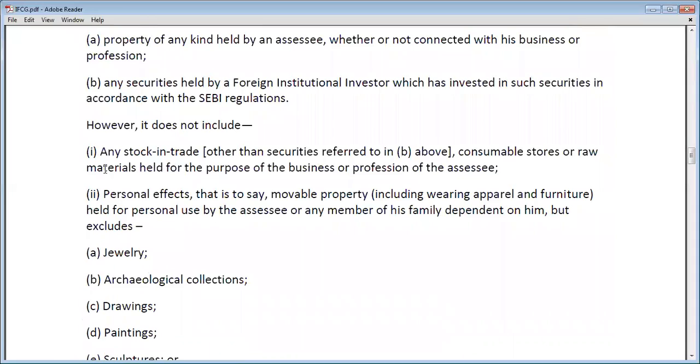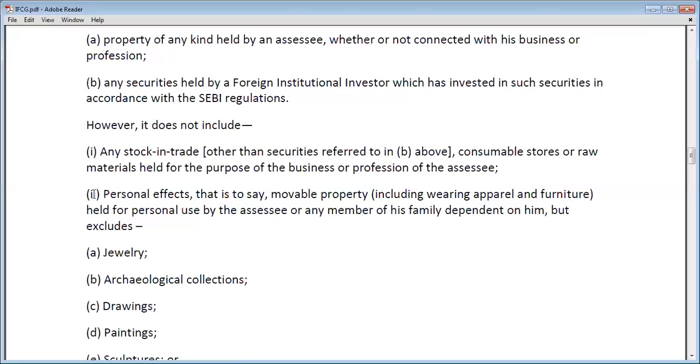Which assets are not included in the capital assets? Any stock in trade other than the securities referred to above in B, so any securities other than those explained in situation B, consumable stores or raw material held for the purpose of business and profession of the assessee, will not be included in capital assets.